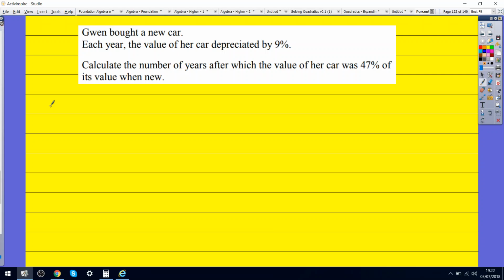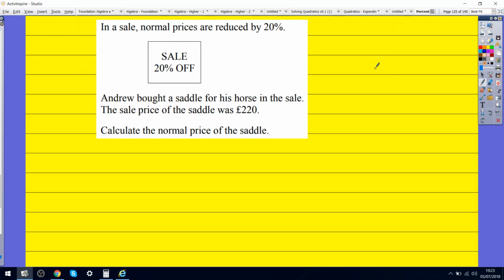Any idea how you do this one? Okay, so we'll say y. y can represent the original price. So y times 0.8 equals the sale price, which is 220. So y equals 220 over 0.8, which is, I'll type that in, 275 pounds.